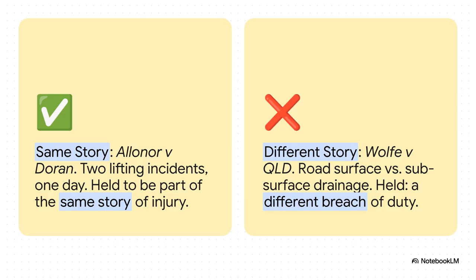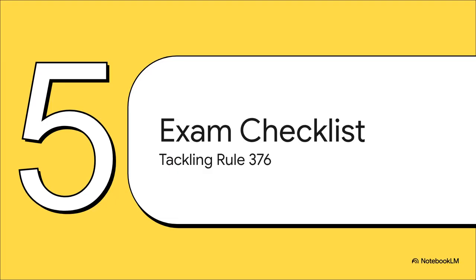Let's see how this works in the real world. In Allenor v. Doran, a worker was injured lifting something. Later, they wanted to amend their claim to add a second lifting injury from that same day. The court said, yep, that works. It's all part of a single story, getting hurt from lifting things at work. Now contrast that with Wolf v. Queensland. The original claim was about an injury from bumps, welts on a road surface. The new claim was about bad drainage under the road. The court said, no way. That's a quite different breach of duty. It's a totally different story that requires a whole new set of facts. See the difference?